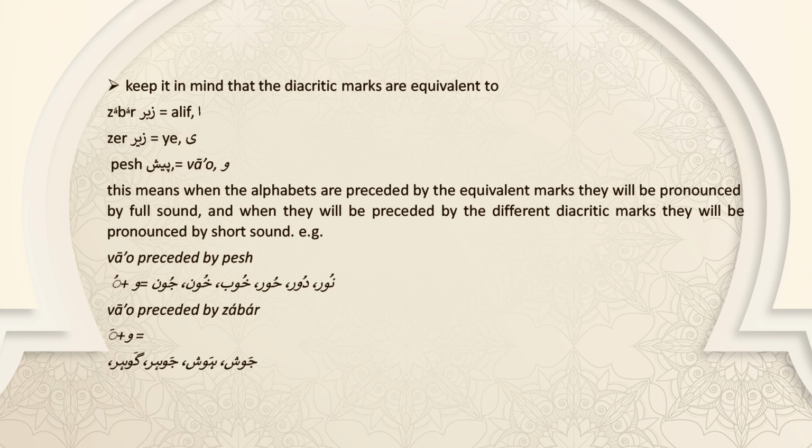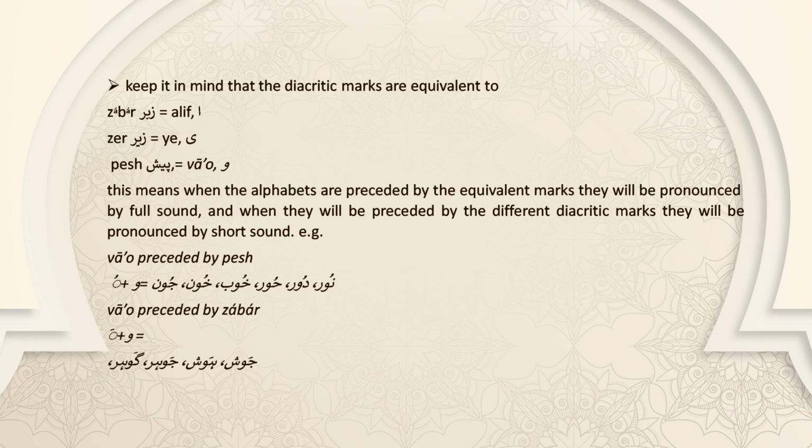Vav preceded by pesh will lengthen its sound, like khoon, khub, hoor, door, noor. So these diacritic marks help us to prolong the sound or create the long vowels when they work with their equivalent alphabets. And when a vowel is preceded by zabar, it helps us to shorten the sound, because when we use the diacritic marks of zabar, zer, pesh with alphabets, we shorten their sound. They help us to create the sound, but in short length.